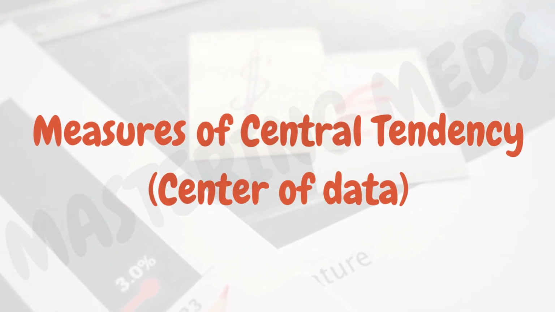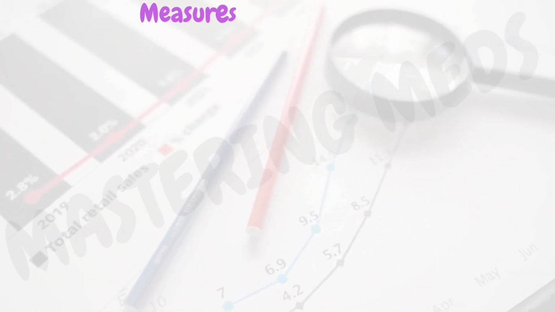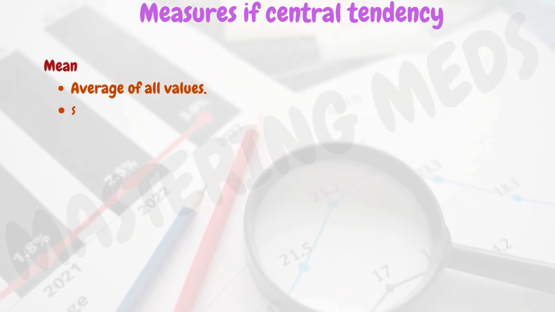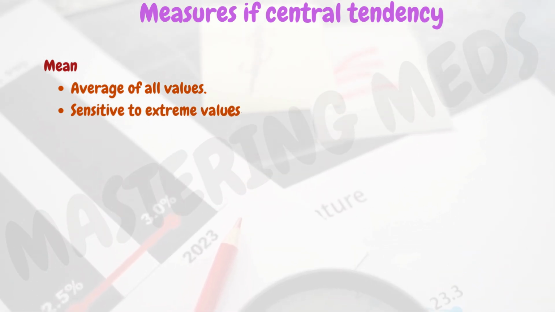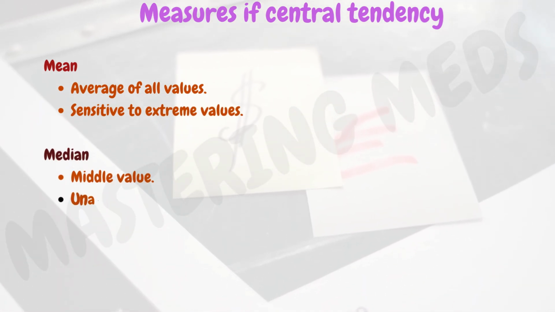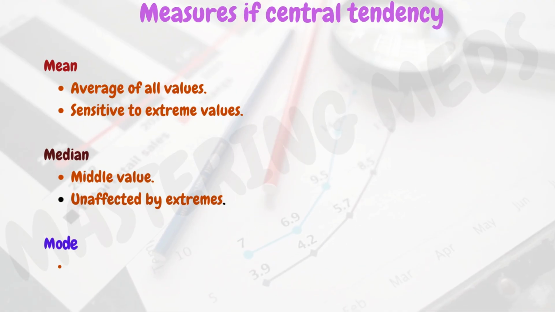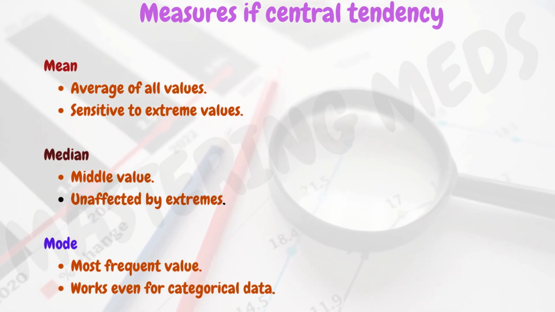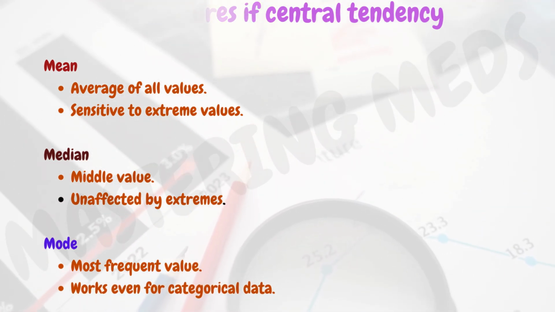Measures of central tendency. People often say average, without realizing there are three different centers. Mean is average of all values and it is sensitive to extreme values. Median is the middle value and unaffected by extremes. Mode is the most frequent value that works even for categorical data.